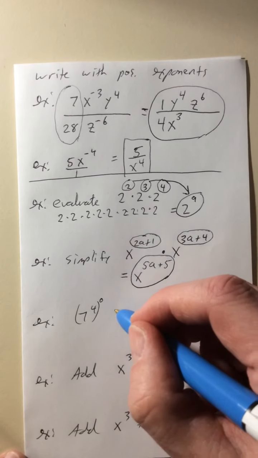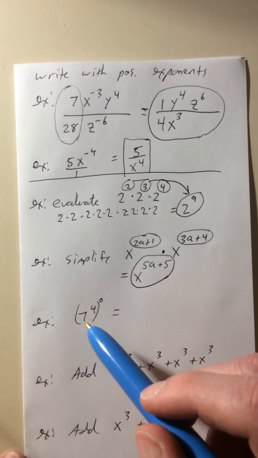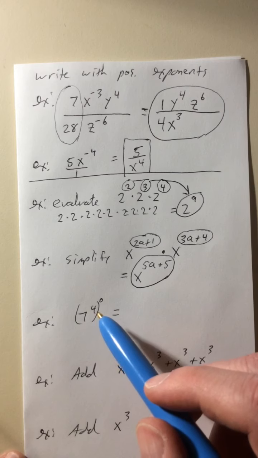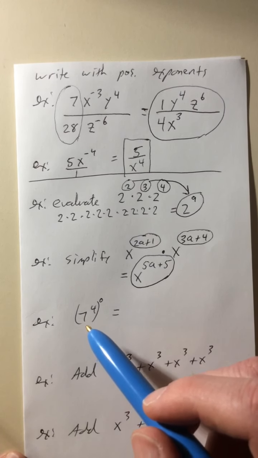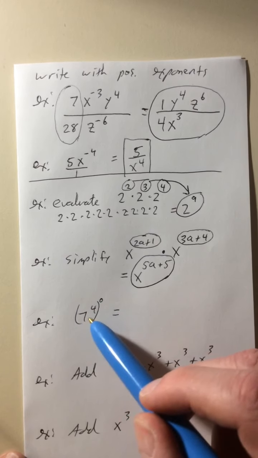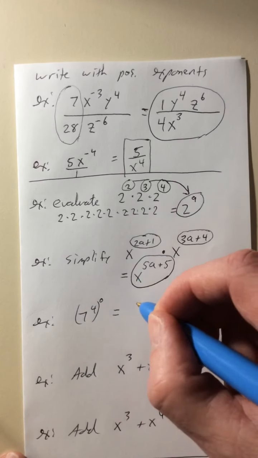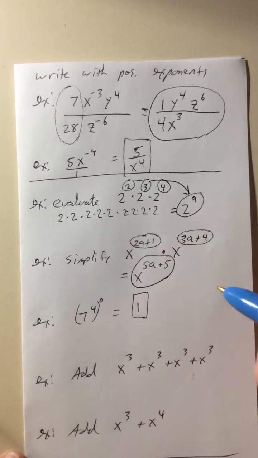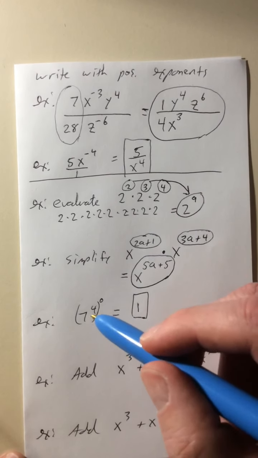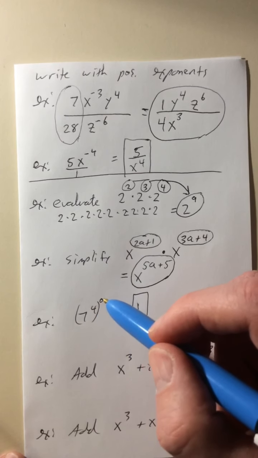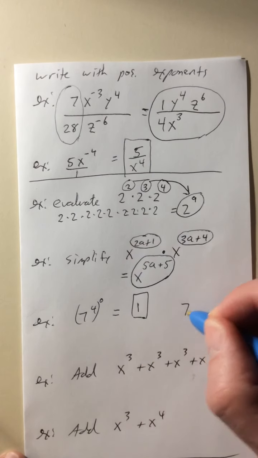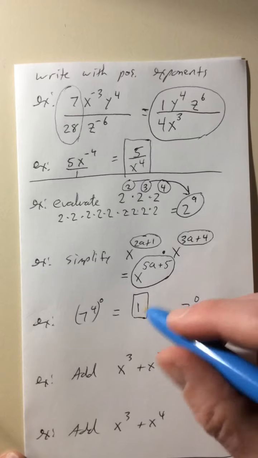Okay. And here it looks like there's some trickiness. We got 7 to the fourth power. That's just a really big number. It's 49 times 49. I don't even know what that is. But it doesn't matter what it is, because anything to the 0 power is 1. We could think of it the other way too, where we have a power to a power, right? Power to power means multiply. So 4 times 0 is 0. So we have 7 to the 0, which is still 1.